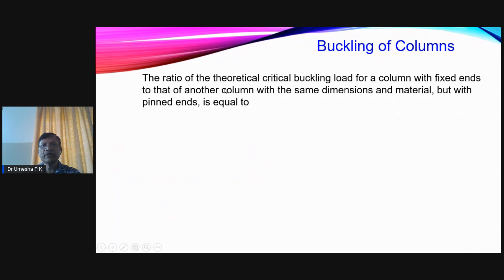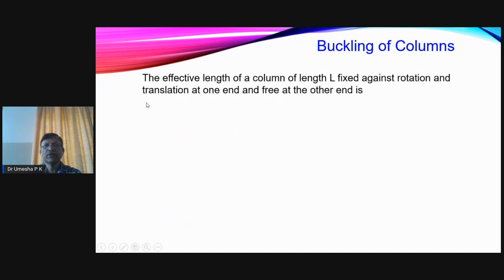The ratio of the theoretical critical buckling load for a column with fixed ends to that of another column of the same dimension and material but pinned. That can be written very easily. So answer D is the correct answer. So we'll take another example. The effective length of a column of length L fixed against rotation and translation at one end and free at the other end. So D is the correct answer.